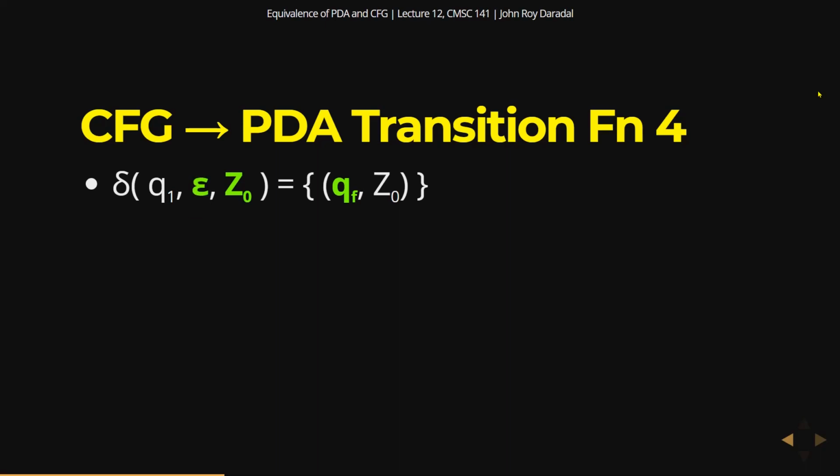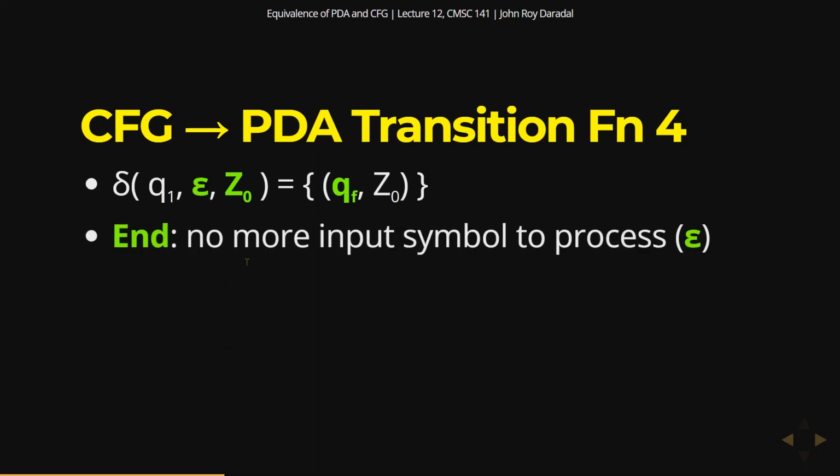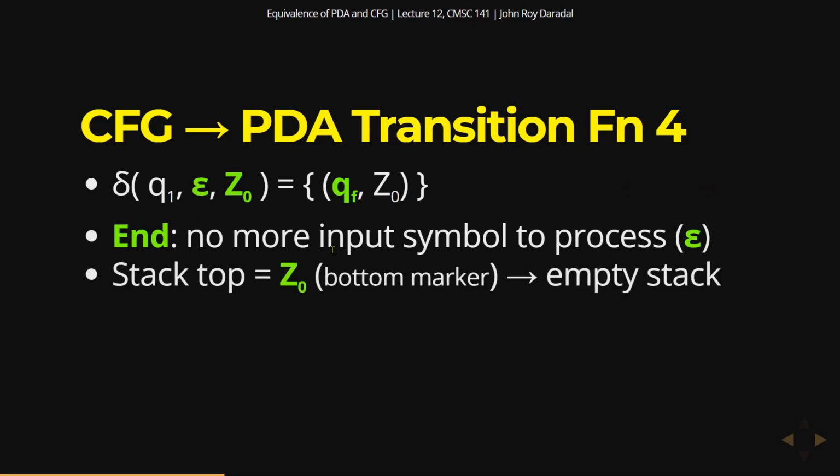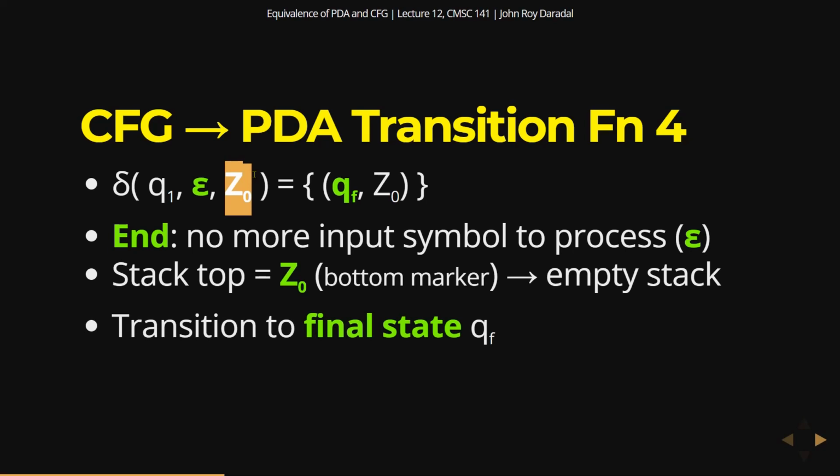Okay, so this is already the end, right? There are no more input symbols to process. That's why the second part of the transition function entry is epsilon. So the stack top is z sub 0, so that means that it's only the bottom marker that's left on the stack. So that means that it's basically an empty stack, right? So there are no more variables and terminals that were pushed. They were all removed already. And if that's the case, then we have finished processing everything, so we can transition to the final state Q sub f.